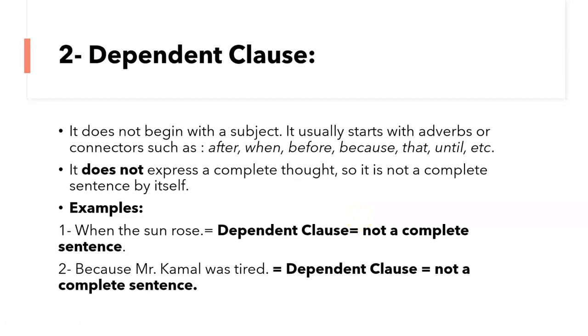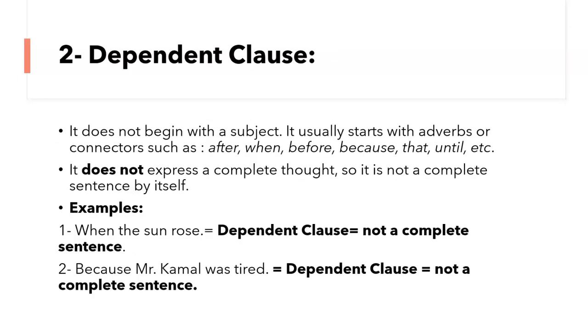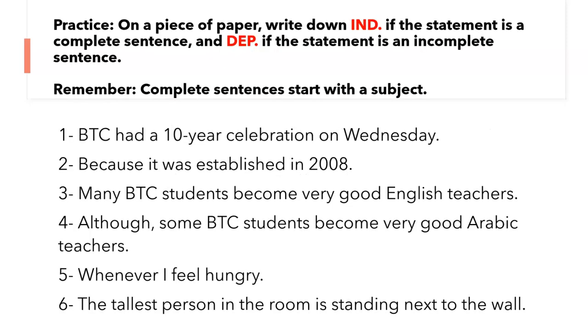All right, so dependent clause and independent clause. One thought stands alone, starts with a subject, and it has an object. But on the other side, dependent, it doesn't have a complete thought. It doesn't start with a subject, and it is not complete by itself. It needs something to be done, something to complete the sentence.